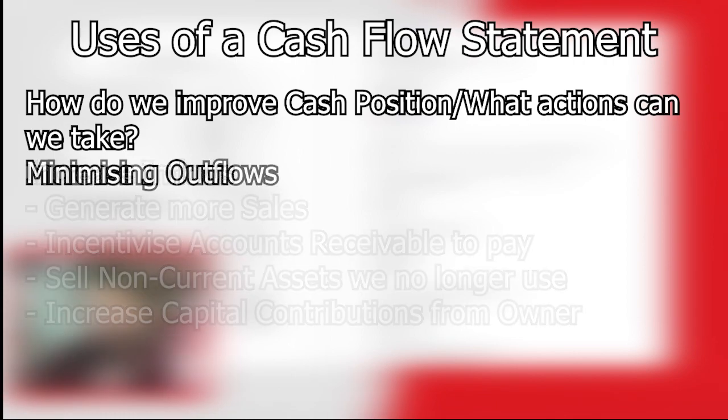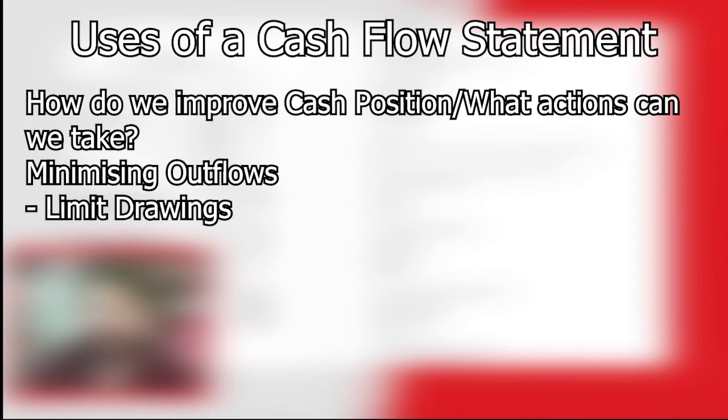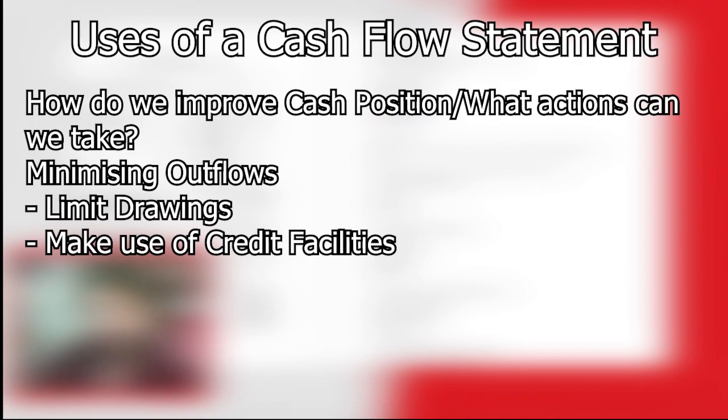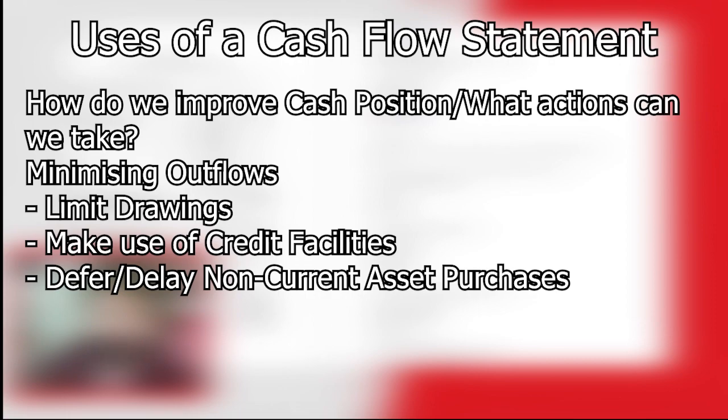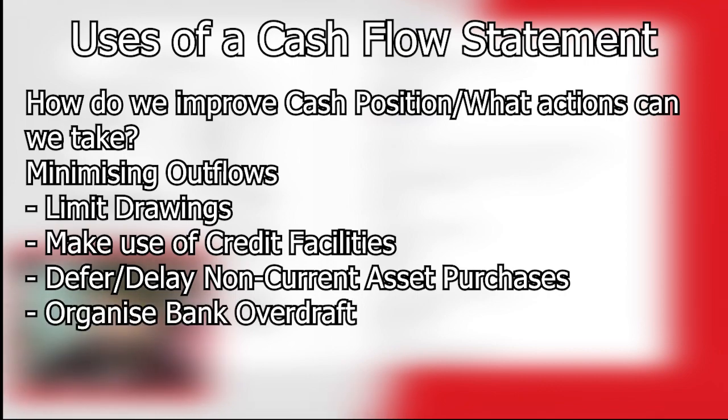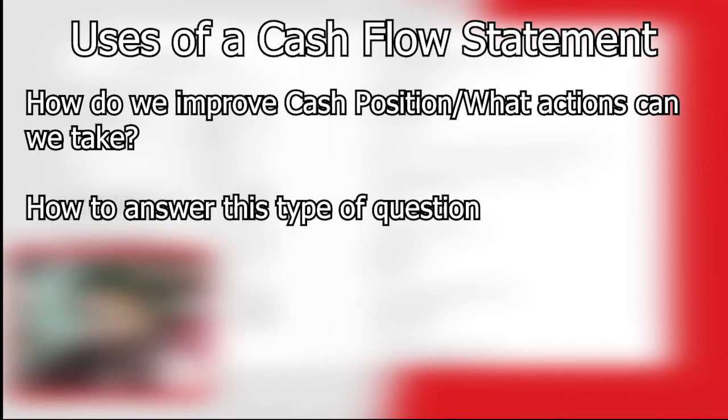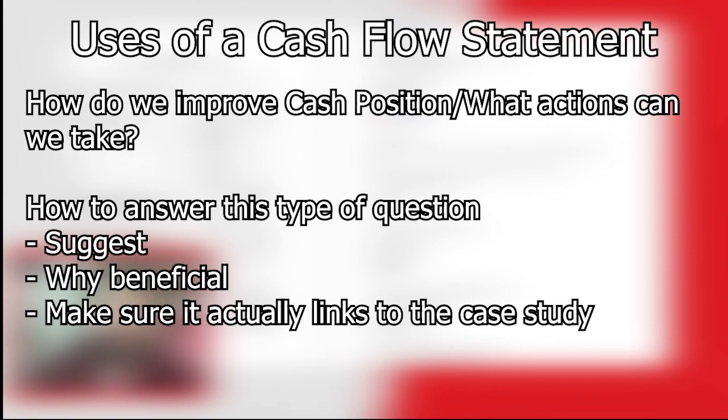Minimizing outflows, you might limit drawings, or access credit terms if it's for inventory, so we paid for inventory here, so that could be an option. We could defer non-current asset purchases, so for example, buying new shelving may not be that good an idea. Or we could even organize a bank overdraft if things are particularly dire. Those are some options, but you want to be looking at each type of activity to determine an action to fix it. Now, when I said indicators, I think the thing we look at is cash flow cover.